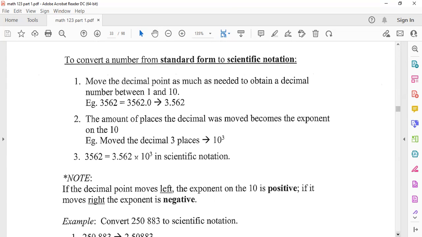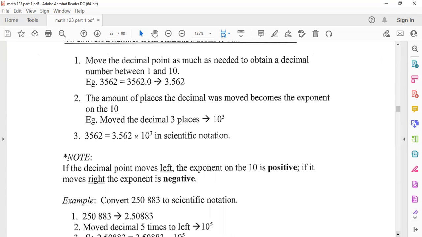If you have to move the decimal left to place it in the right place, the exponent on the 10 is going to be positive. If you had to move the decimal to the right to make it a number between 1 and 10, which means it's actually a very small number, the exponent will be negative. Keep in mind that left and right business is about when you are moving it from standard form to put it in scientific notation.